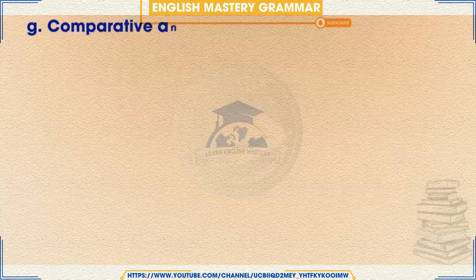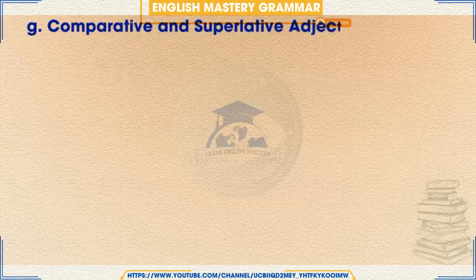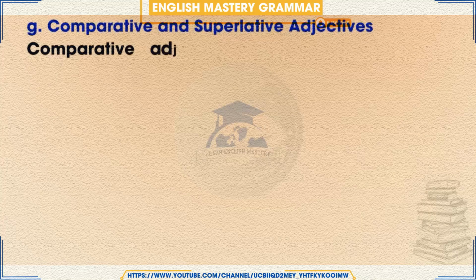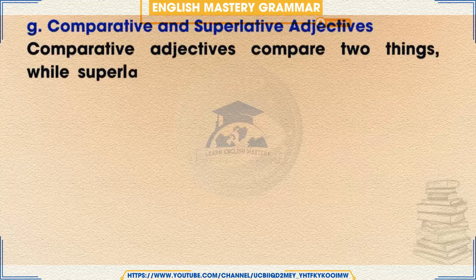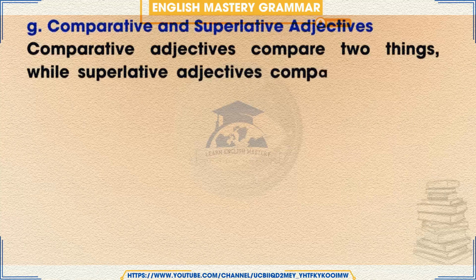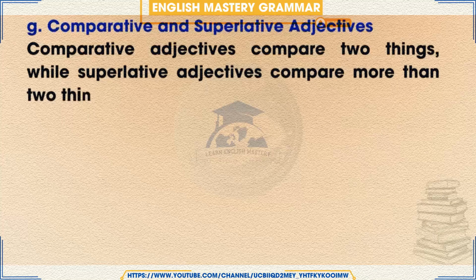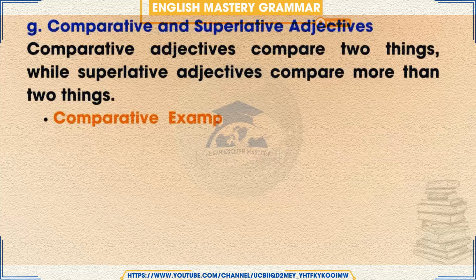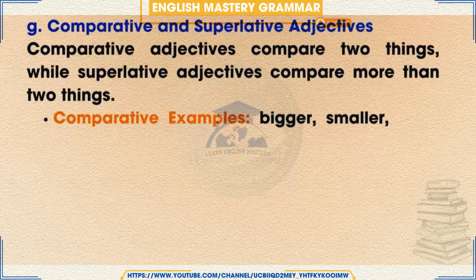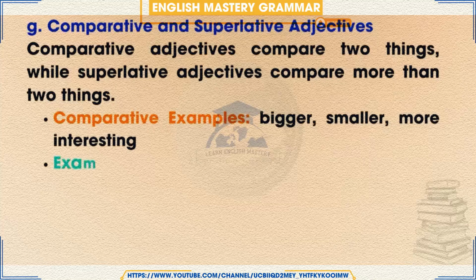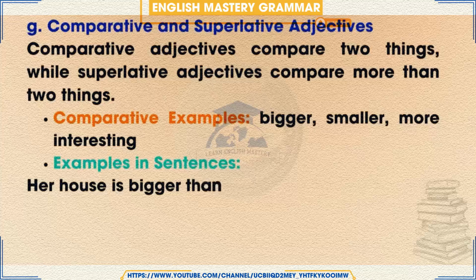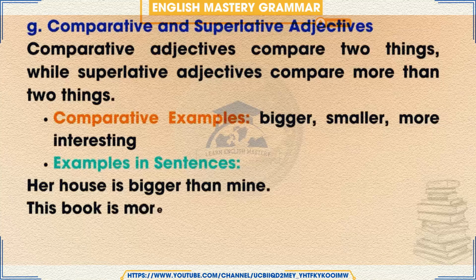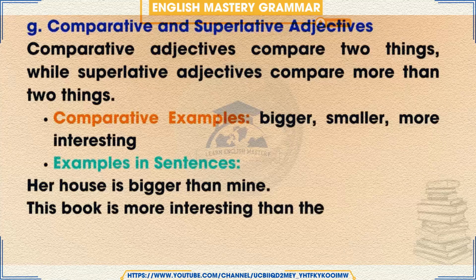Comparative and superlative adjectives. Comparative adjectives compare 2 things, while superlative adjectives compare more than 2 things. Comparative examples: bigger, smaller, more interesting. Examples in sentences: Her house is bigger than mine. This book is more interesting than the last one.